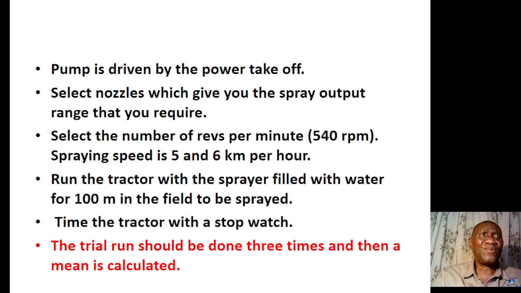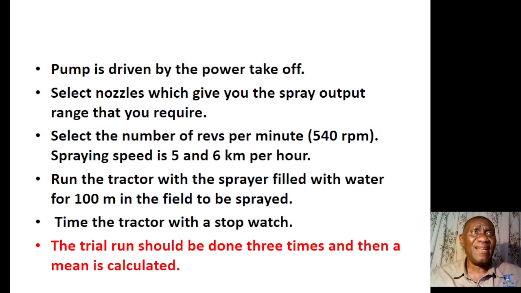So you select nozzles which give you the spray output range that you require. Select the number of revs per minute. You ask the driver to set it at 540 revs per minute. And the speed when spraying should be around 5 and 6 kilometers per hour. That is the speed of the tractor. So you will set that speed.